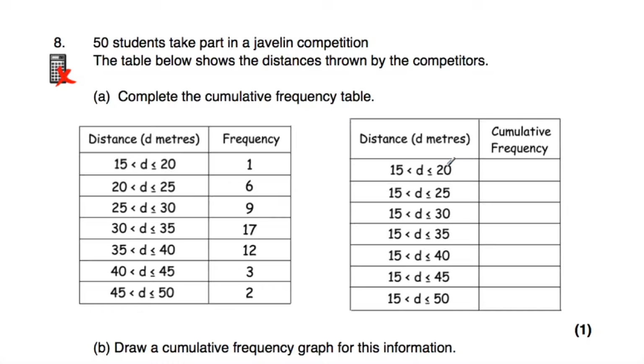So between 15 and 20 was 1. Between 15 and 25, that'll be the 1 plus 6, that's equal to 7. Plus 9 would be 16. Plus 17 would be 33. Plus 12 would be 45. Plus 3 would be 48. And plus 2 is equal to 50. So we've completed our cumulative frequency table.